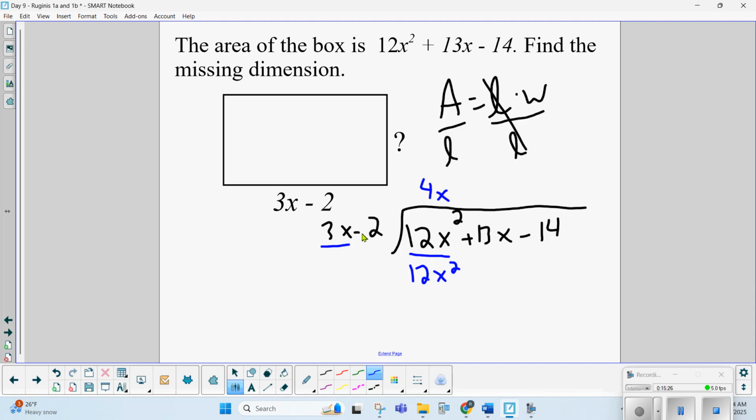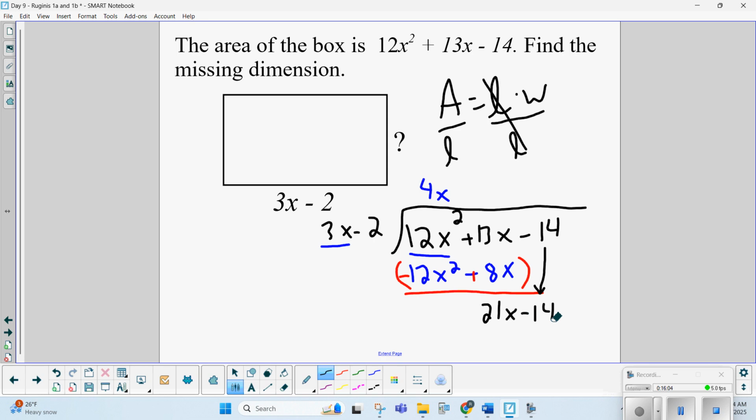4x times negative 2 is negative 8x. All right. Then we need to subtract. So we'll do that. Distribute the negative. 12x squared becomes negative 12x squared. Negative 8x becomes positive 8x. And then we will combine them. Right? So 12x squared and negative 12x squared cancel. 13x and 8x will become 21x. And then we'll bring down the negative 14.